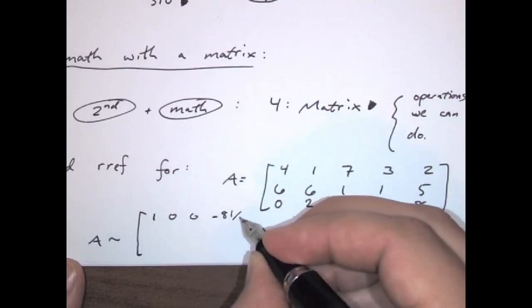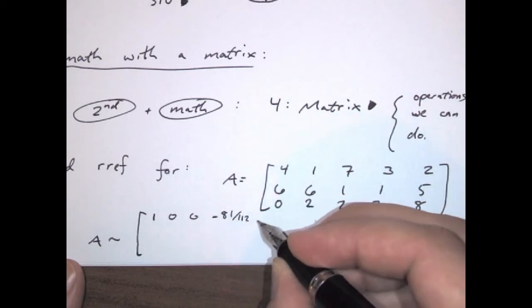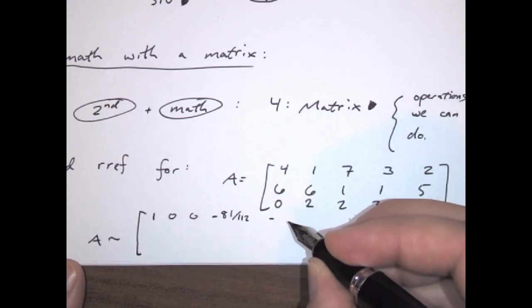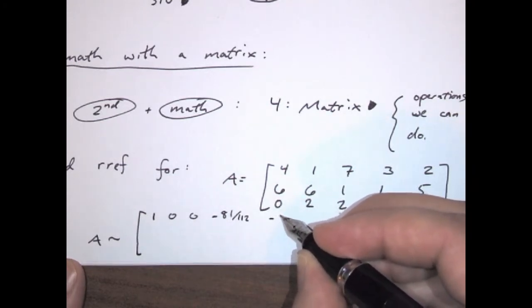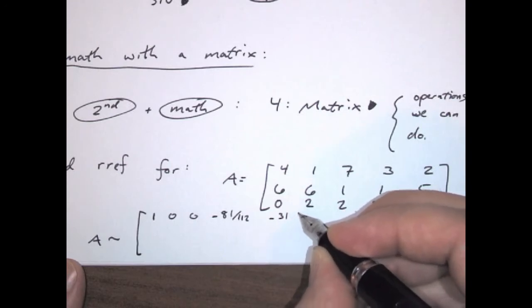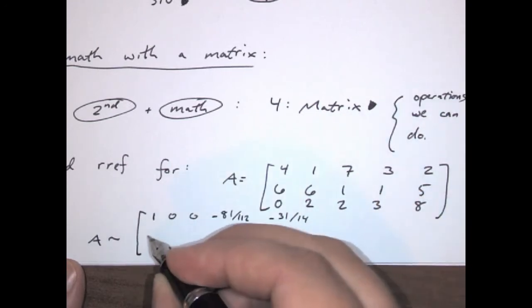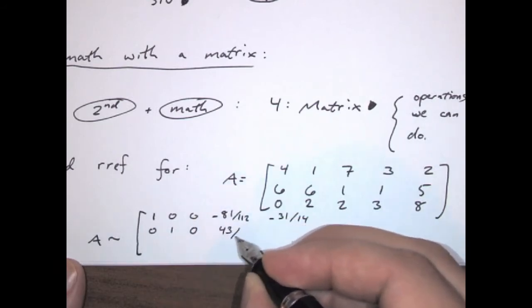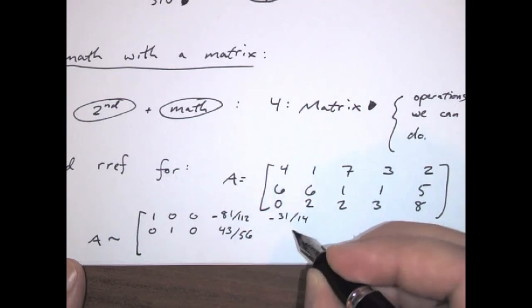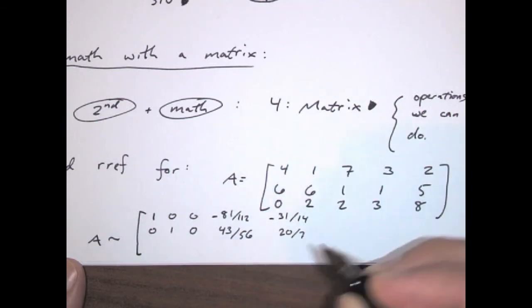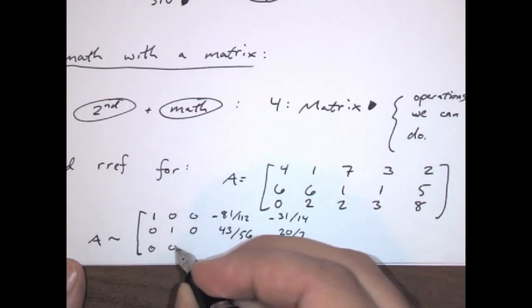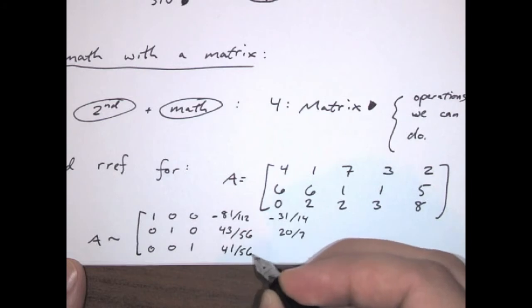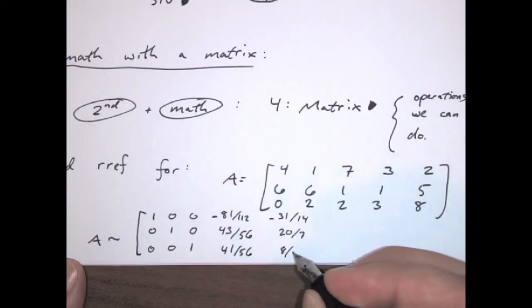So, just writing down here, so it's in the record. So 100 negative 81 112ths. I'm just writing down what it says in the calculator. 31 14ths. 0 1 0, 43 56ths, 27ths. And then 0 0 1, 41 56ths. And then 8 sevenths.